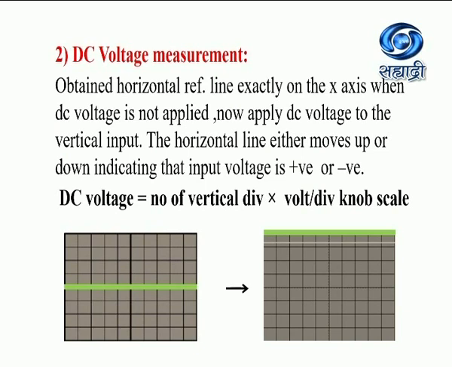So easily you can calculate the DC voltage by using number of vertical divisions which are shifted towards positive or negative, multiplied by volt per division knob scale. So in this way you can calculate the DC voltage. Again, it is measured in volt.